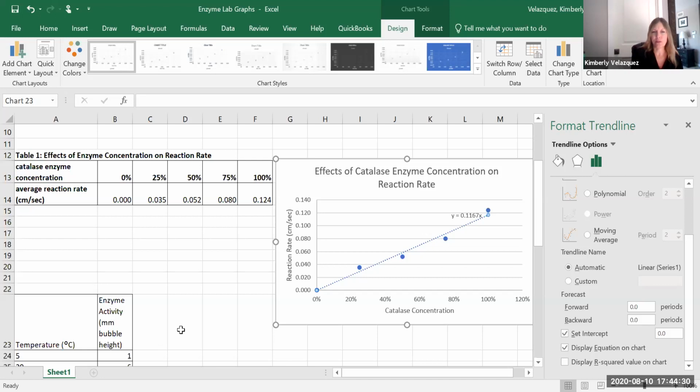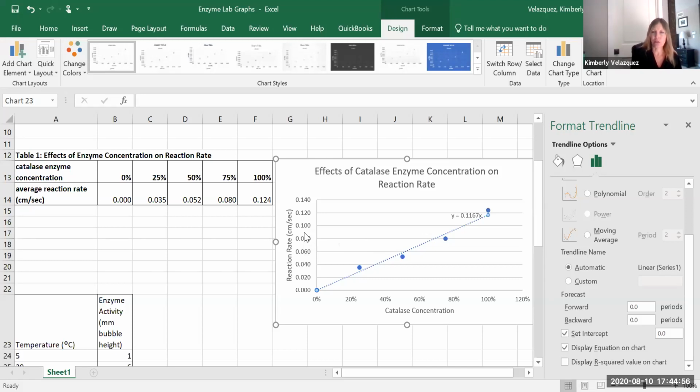Now, this trend line will allow me to predict what the reaction rate would be at other catalase concentrations. So I can say, hey, at 90%, so 90% would be right here. And if I go up to my line, I can go across and see that the reaction rate would probably be exactly 0.1.